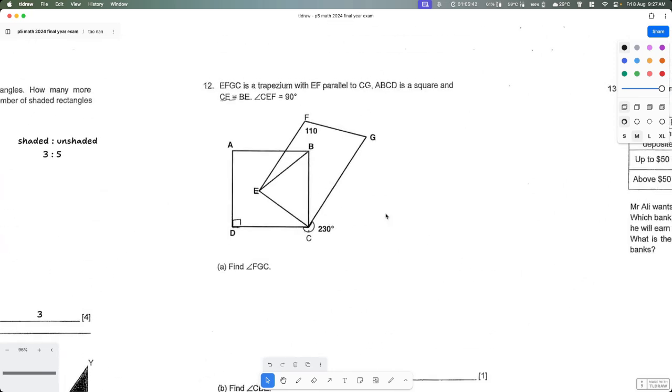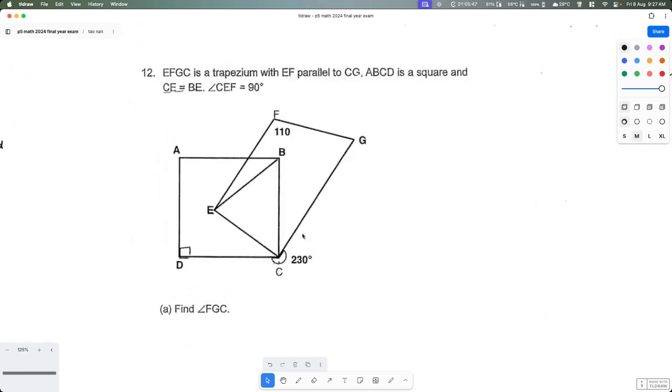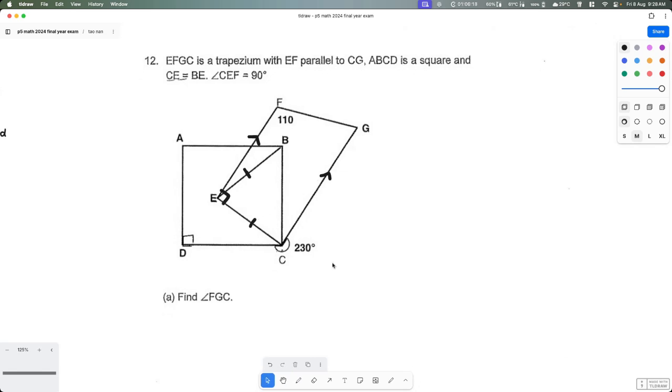Question 12. EFGC is a trapezium, with EF parallel to CG. That's what I see over here. ABCD is a square. CE is equal to BE. That's what I see over here. I'm going to make this straighter. And CEF is 90 degrees. All right, so find FGC.